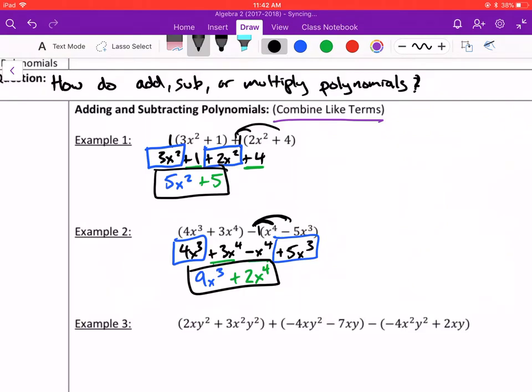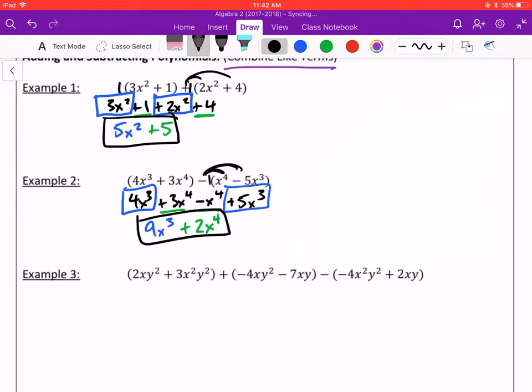What if I have a problem like this? I'm combining multiple polynomials. There are 3 polynomials here. They all look a little bit weird, but the same rule applies: you're just combining like terms. What I like to do is get rid of those parentheses first. The first parentheses always stays the same, since there's no number in front of it. It's being multiplied by 1. Plus means it's going to stay the same.